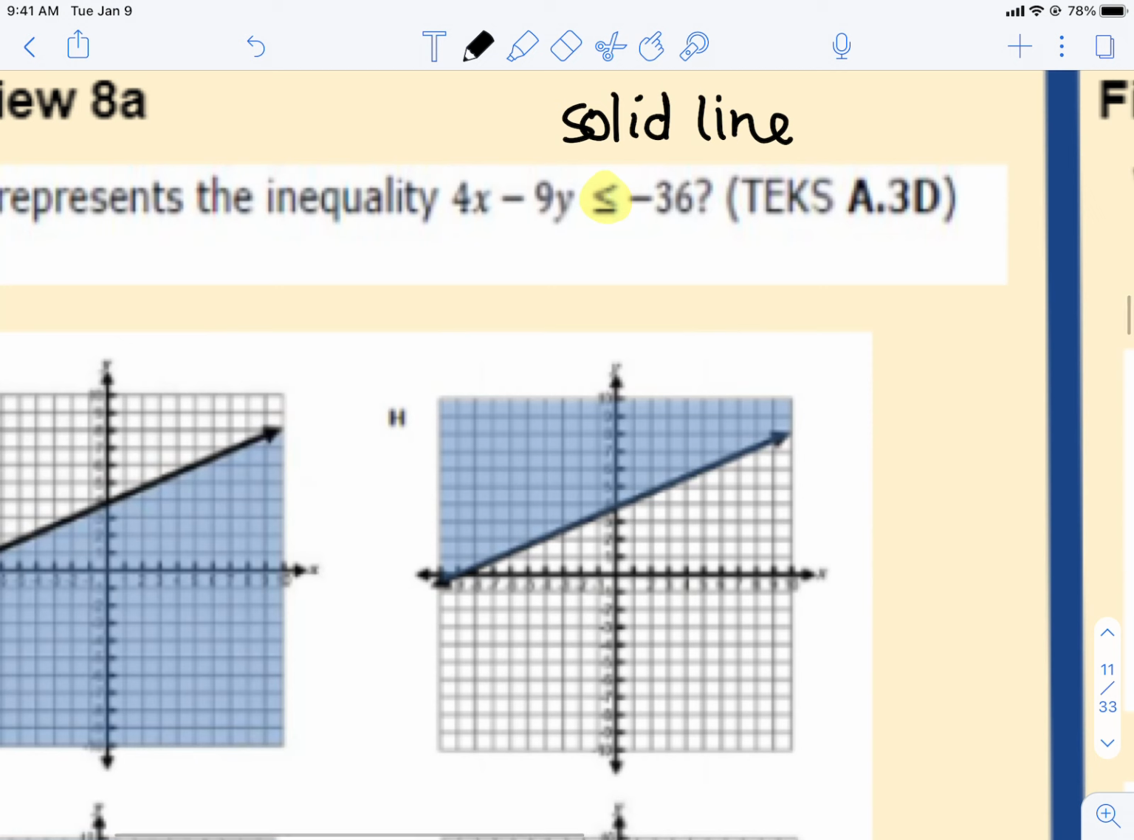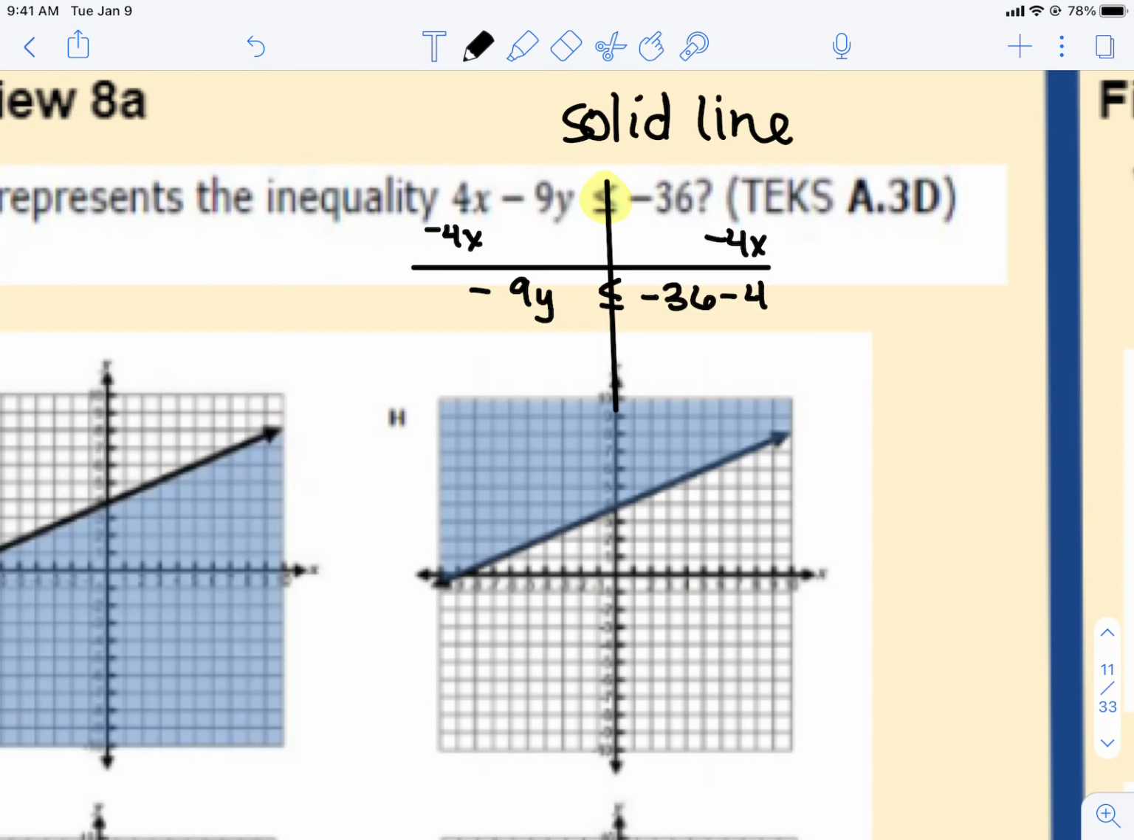Now we have to actually solve to see if we're going to shade above or below. So draw a line through the inequality sign. We subtract 4x from both sides. We're left with negative 9y is less than or equal to negative 36 minus 4x. We divide by negative 9 on both sides, and when you divide by a negative with an inequality, it flips it and opens up the other way. Then we simplify, and we get positive 4 plus 4/9x.